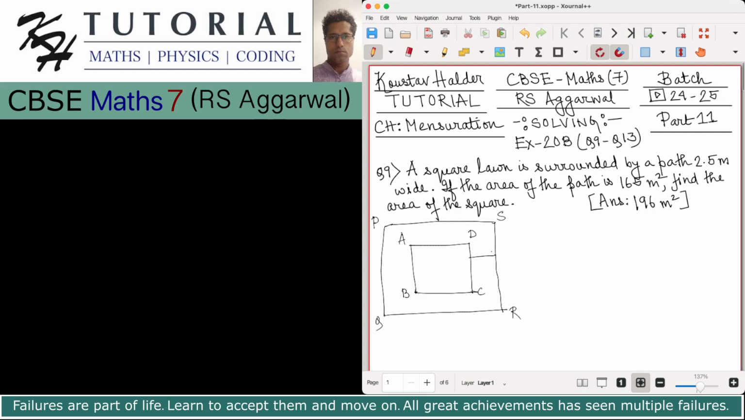So if we consider the width of the path to be x, so these are all x. Since the width of the path is uniform, all this width will be x, where x is given to be 2.5 meter, and so ABCD is the square lawn and PQRS is the outer boundary of the path. Okay, so now find the area of the square.